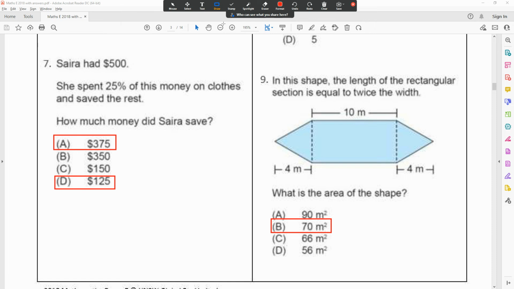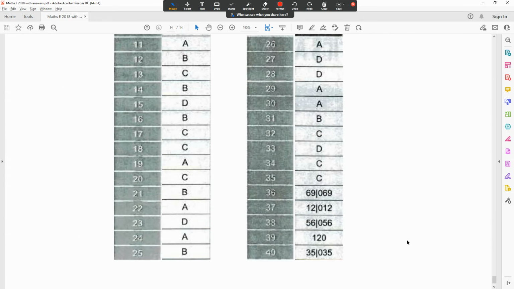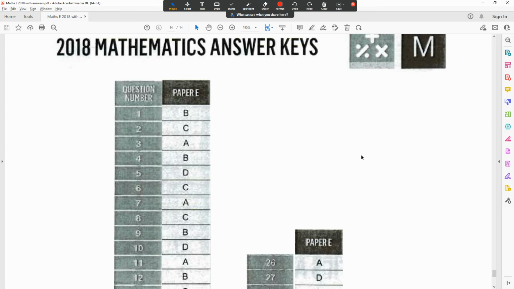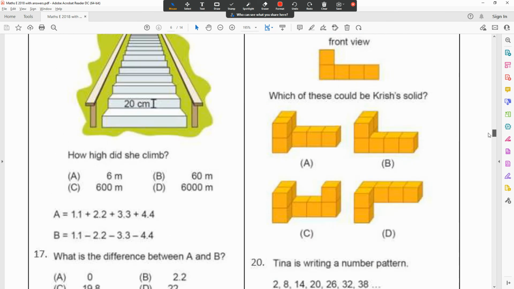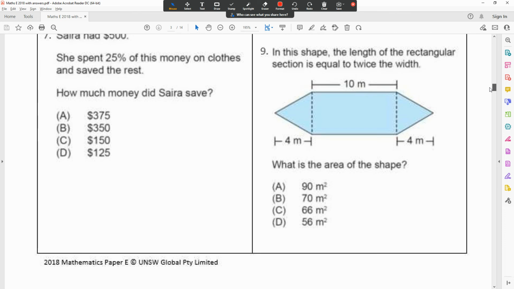All right, let's have a look at the answers for 7 and 9. For question 7 and 9, let's have a look at the solutions. Okay, 7 and 9. It's A and B. All right, let's go back there. Was it definitely 7 and 9? Let's just make sure. 7 and 9. There we go. Yeah, A and B.